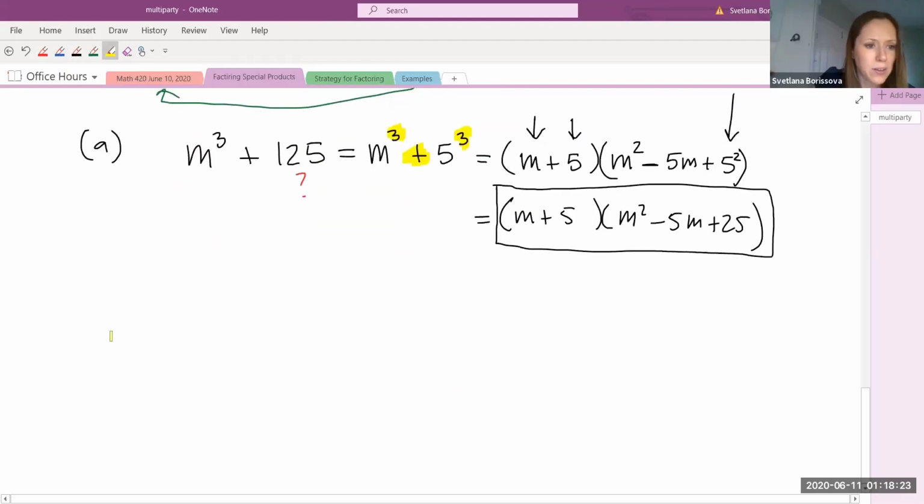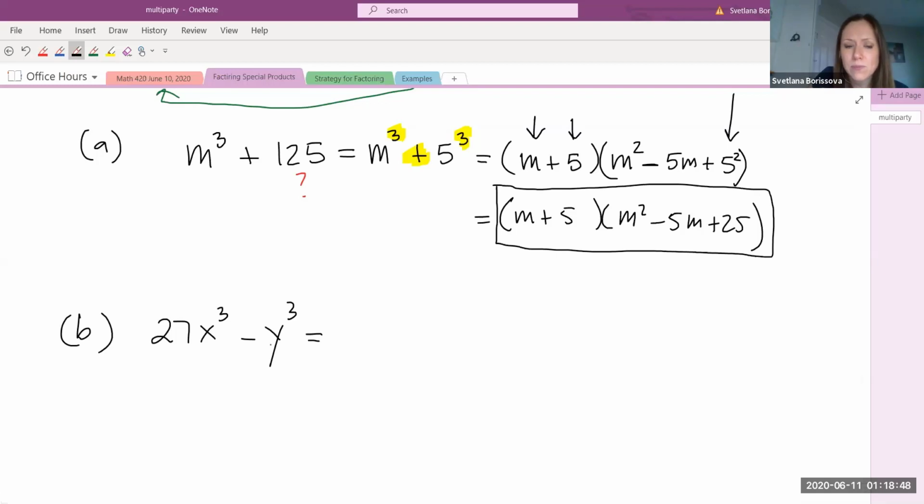And now the last example here. Let's try 27x cubed minus y cubed. Do we have a pattern for the difference of cubes? Do we have cubes everywhere? Yes, we do. Numbers also should be cubes, and everything should be written as a cube of something, or third power of something.